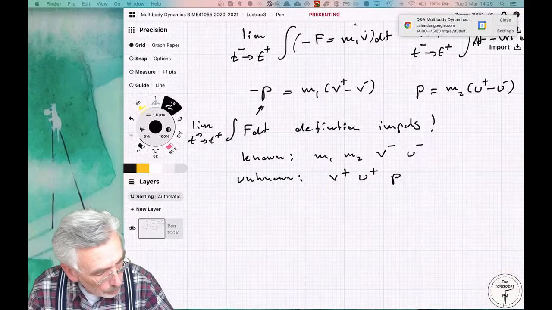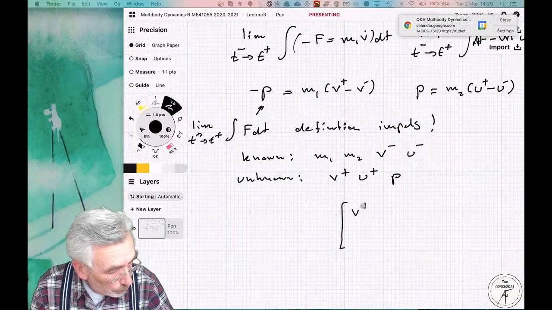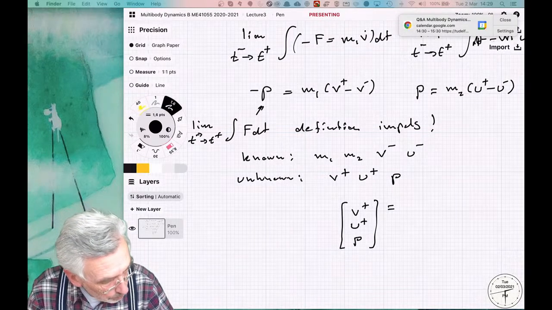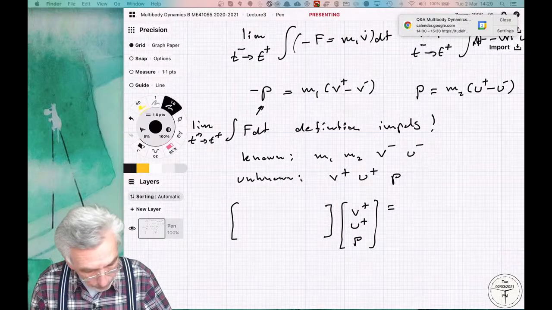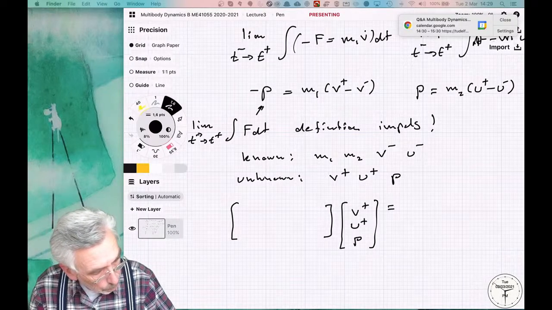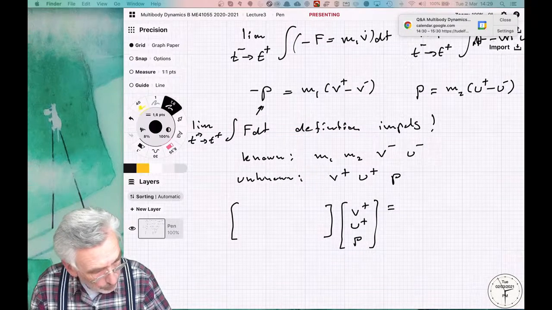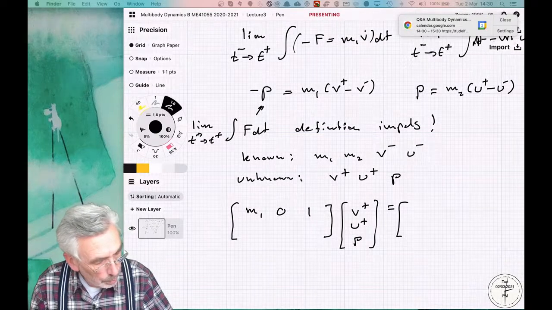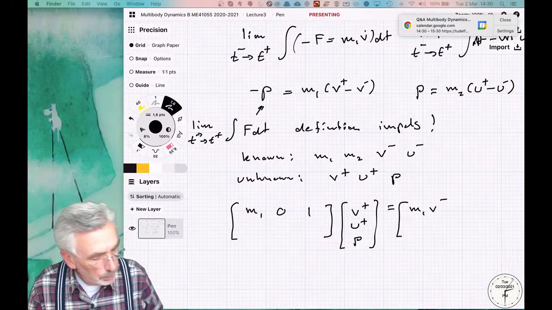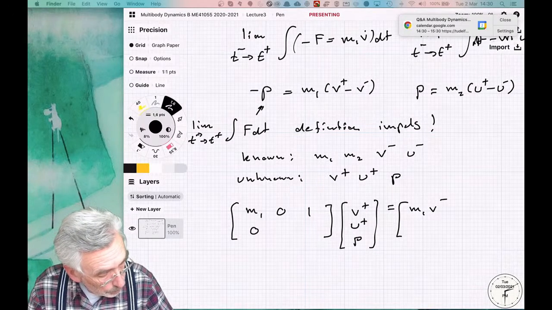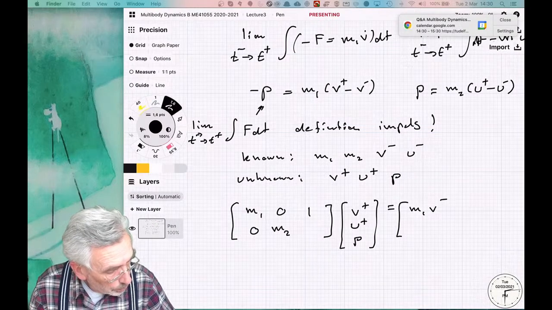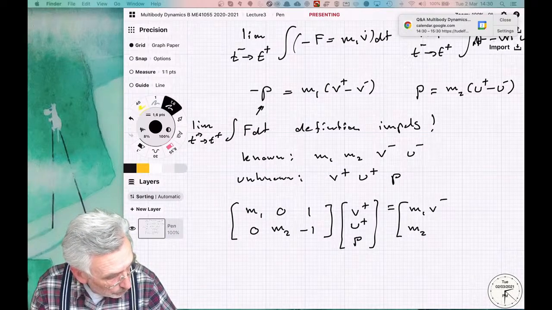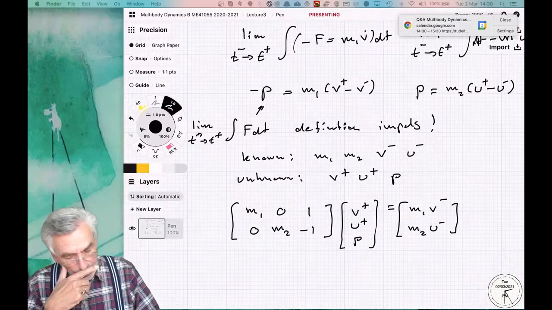Okay. So we have to form a vector. Any vector is v plus, u plus, and p equals, and then I write these two equations. The first equation reads m1 v plus, there's no u, plus p equals m1 v minus. And the second equation is 0, m2 u plus, and then minus p, equals m2 u minus.